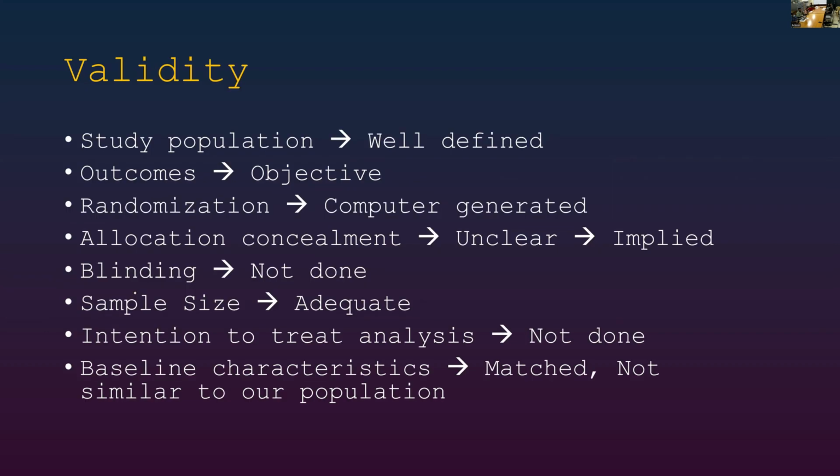So for internal validity, they could have been a little better. They could have reported allocation concealment clearly. External validity, okay, it is definitely more generalizable, considering they used the opt-out strategy for recruiting patients, and they included a wide variety of patients.